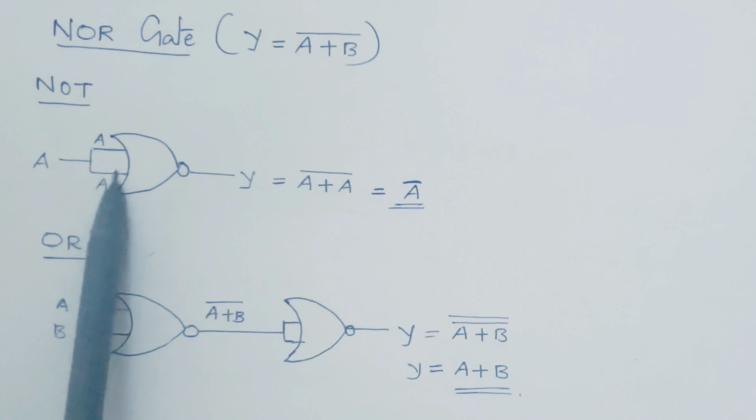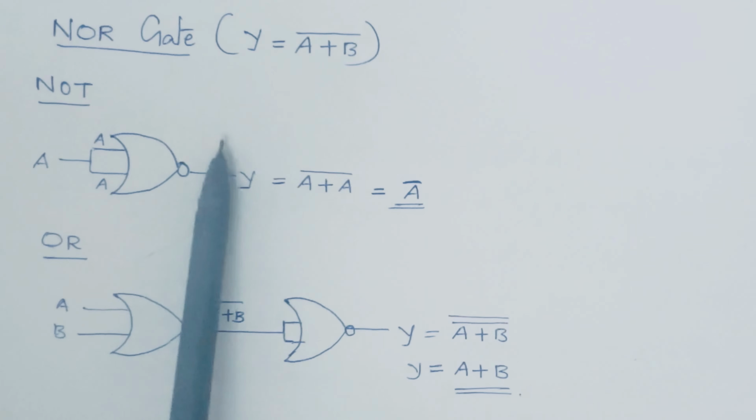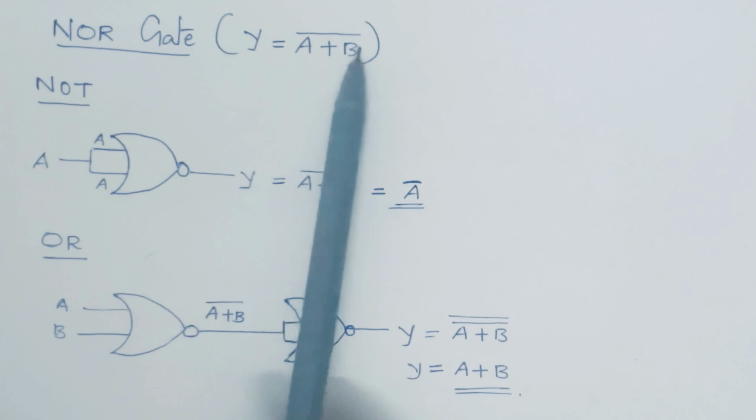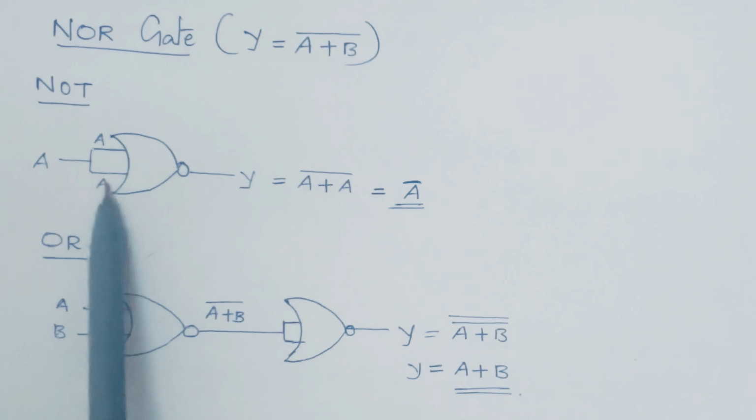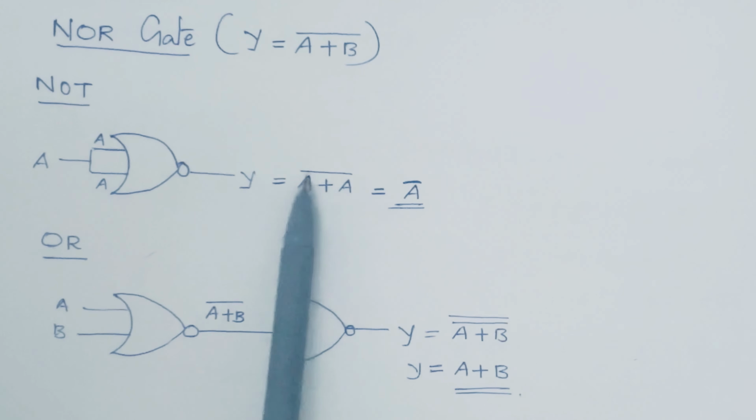So here the inputs are the same, A and A, because we are giving a common input. And what is the operation of a NOR gate? A plus B the whole bar. Both the inputs are added and then the complement. So here the inputs are the same, so A plus A the whole bar.